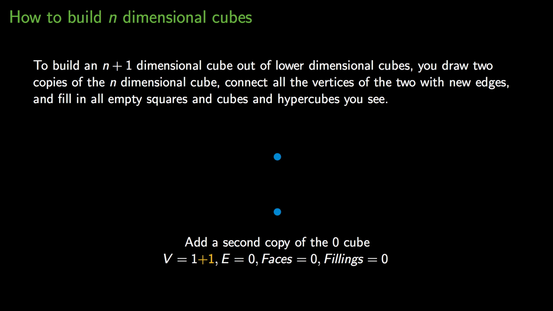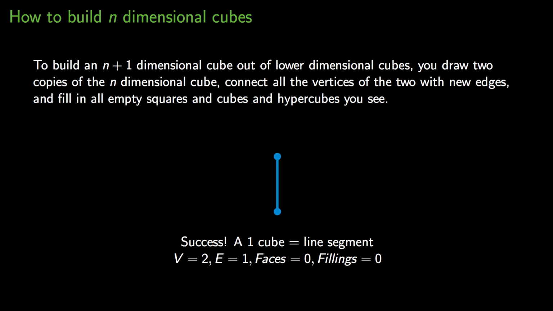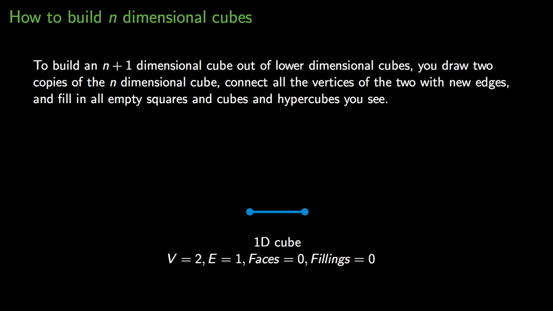You're supposed to draw a second copy of that zero cube. So now we've added a vertex, and then you're supposed to connect corresponding vertices with a line segment, so that adds an edge. And voila, you have a one cube, which is really just a line segment. Leveling up, we want to draw a 2D cube, which is just a square. Here's a copy of the 1D cube, right?